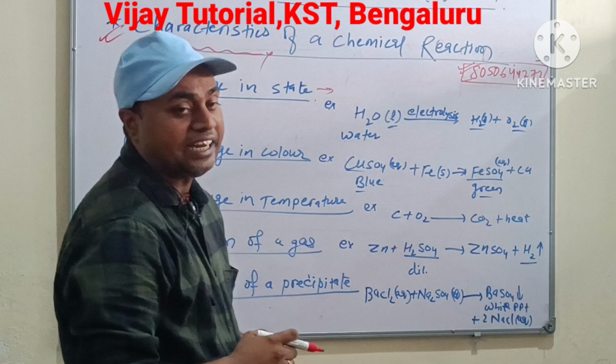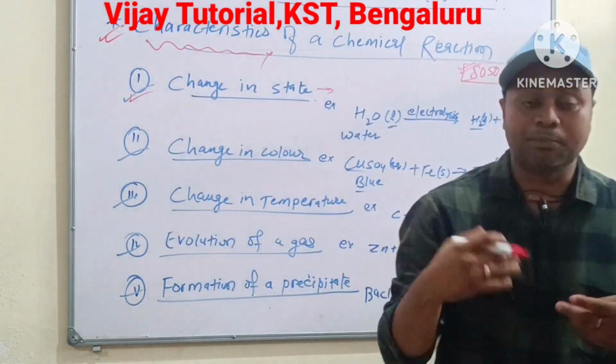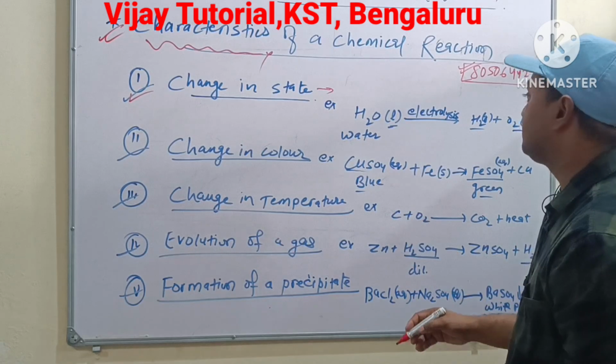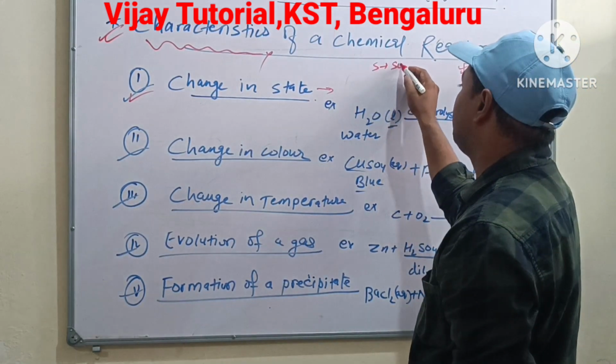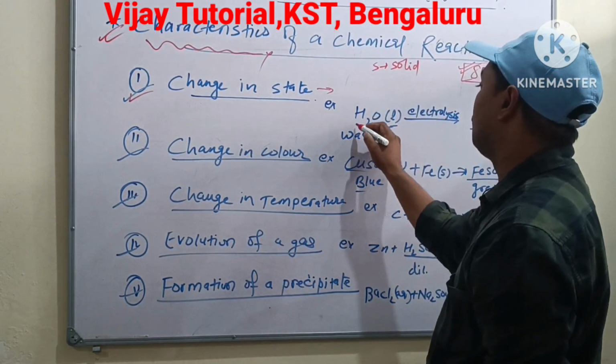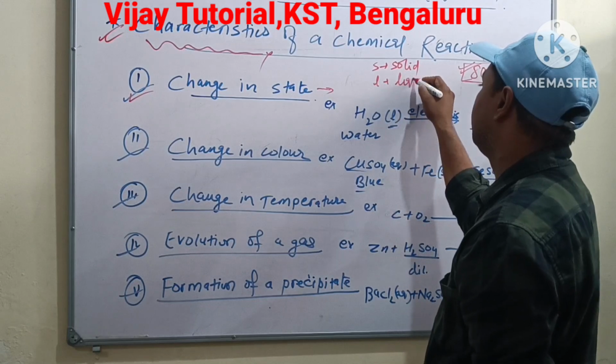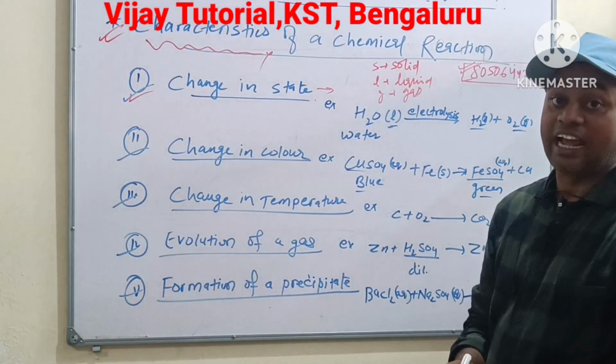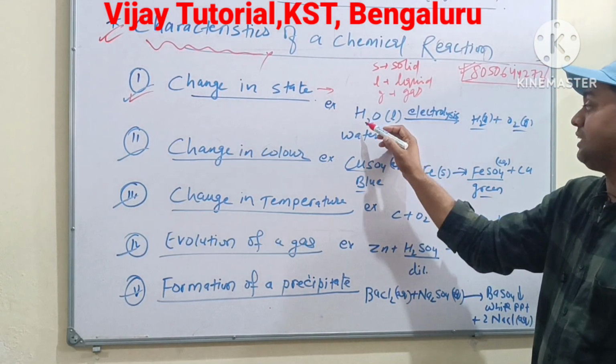Whenever there is a change in a state during the chemical reaction, during the process, then we can say that a chemical reaction has taken place. A state in the sense means S stands for solid. Here we will use terms, for example, L for liquid, G for gas. Children, states of matter you studied in 9th standard, right? So here you can take water.